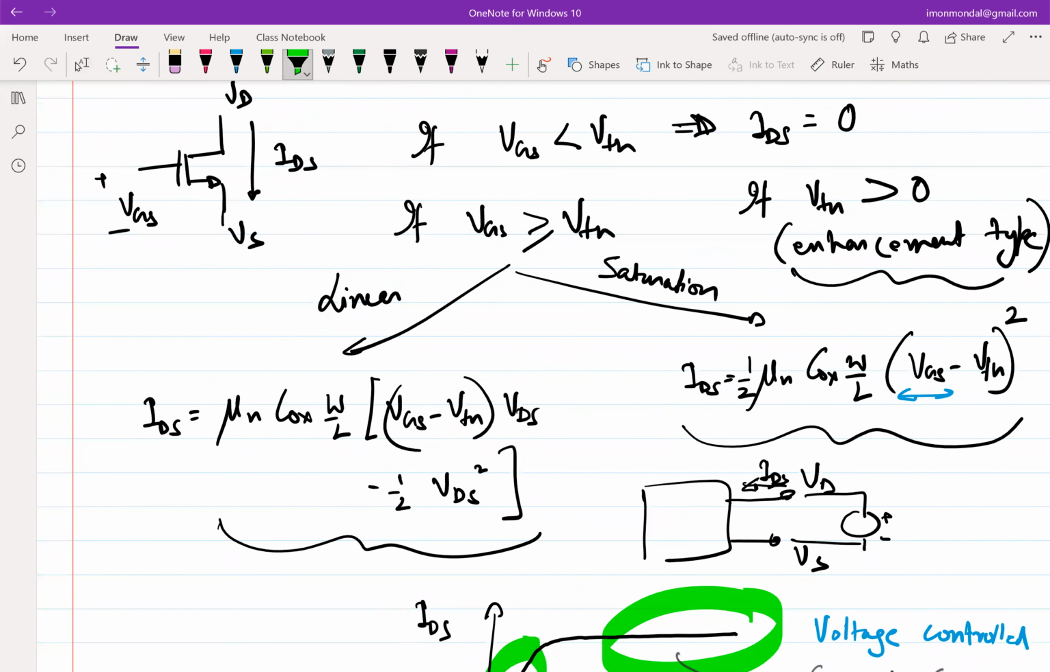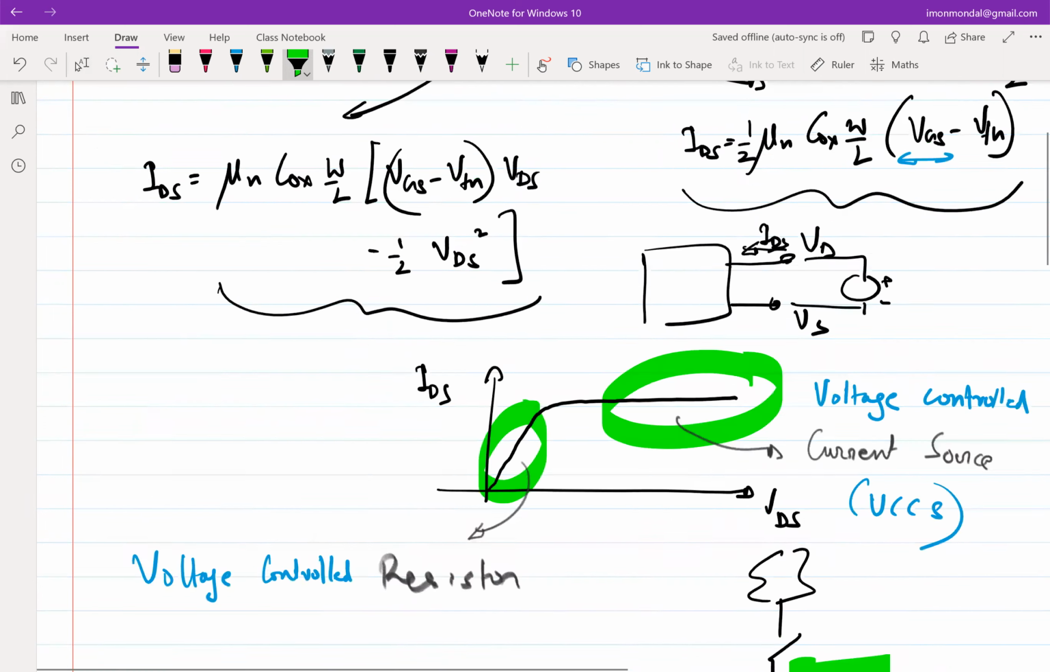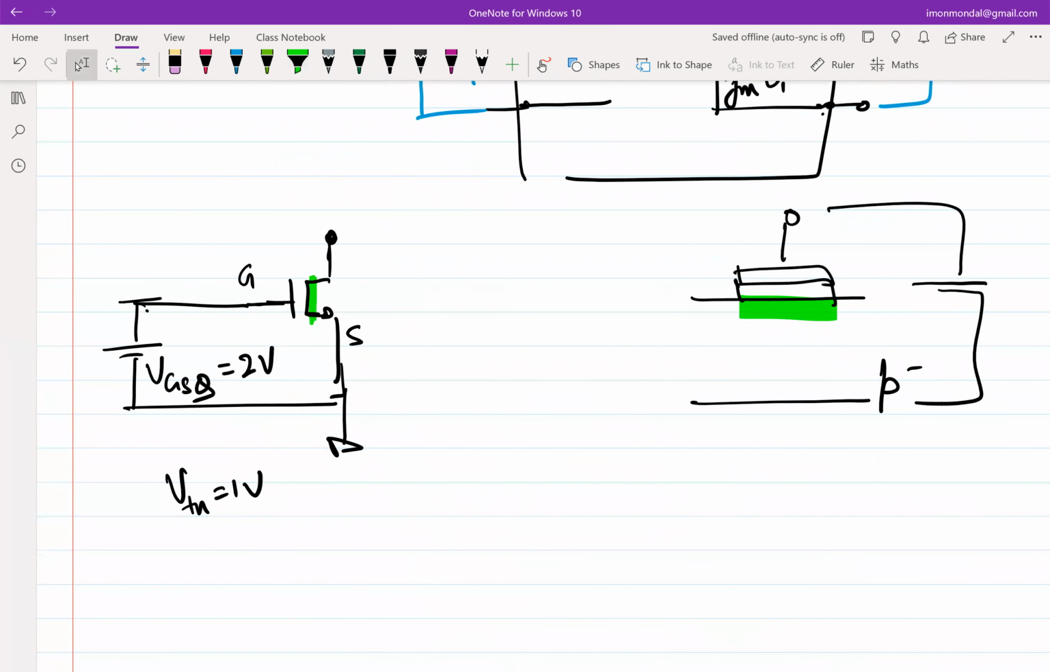So cutoff means this. But note that when VGS is greater than VTH, it doesn't necessarily mean that IDS equal to 0. IDS is greater than 0. This is an example of this, right? For saturation, we want that VDS more than VGS. Then how do we show that it's more than 1 volt? We don't show that. I'm not saying this is in saturation. All I'm saying is that this is not in the state where VGS is less than VTH.